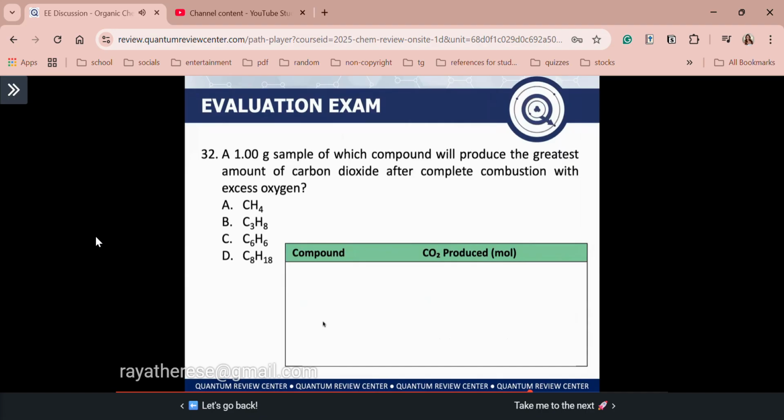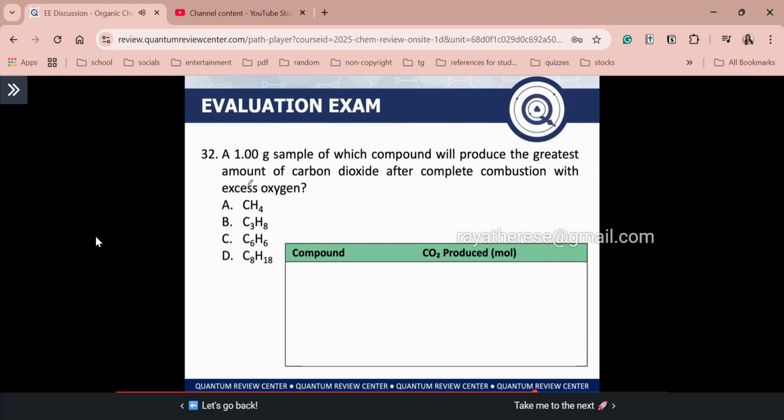We are not yet done, but this is the last item for our alkanes and cycloalkanes. A 1 gram sample of which compound will produce the greatest amount of carbon dioxide after complete combustion with excess oxygen? Class, this is just stoichiometry. Again, we will just get the carbon dioxide produced in moles. So remember, this is using the concept in general chemistry. Class, put an asterisk, because this appeared last year in the board exam.